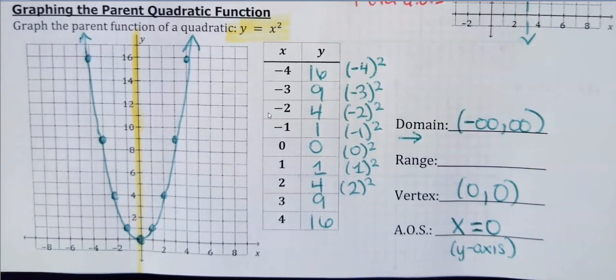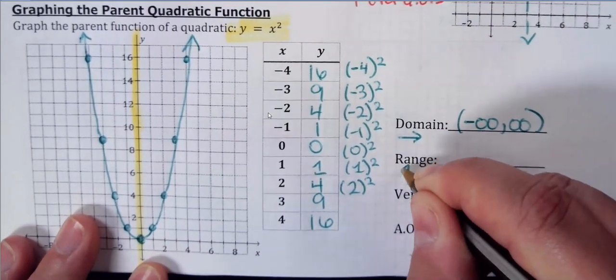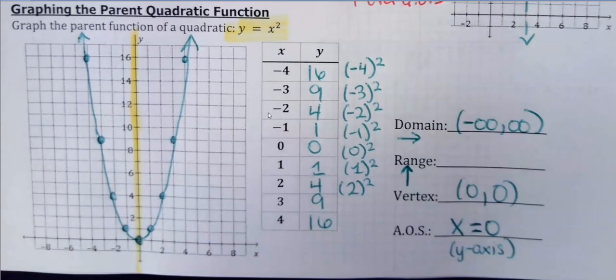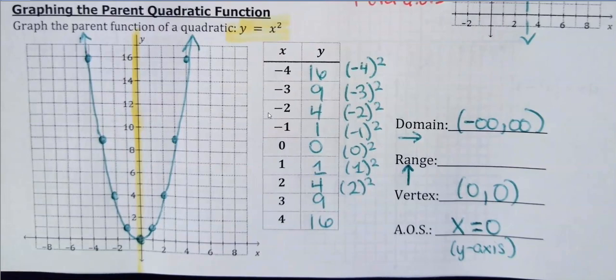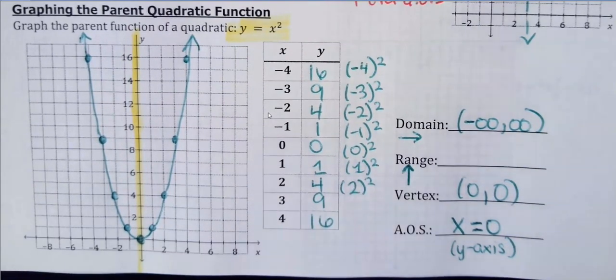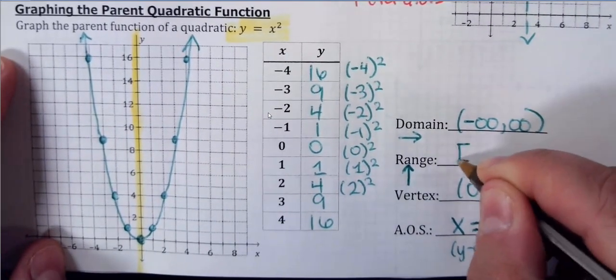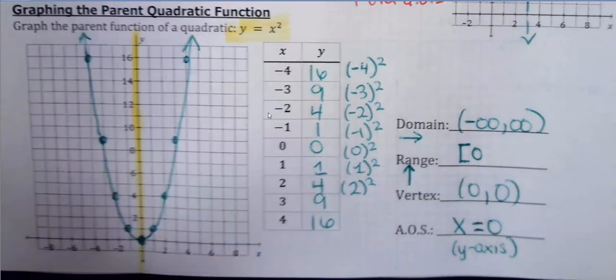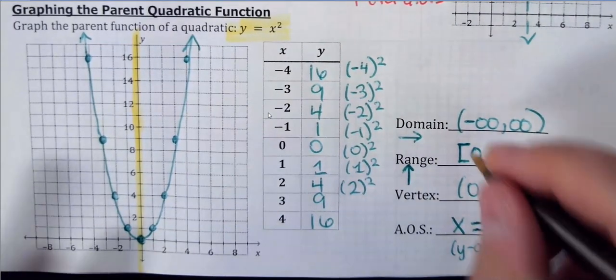Okay, now the range, if you're going to write your interval, you want to come from the bottom of the graph to the top. This will not be negative infinity to infinity. What is the first y value that I touch on this graph? 0. Okay, now that's our actual vertex, and so we have an actual point there. So I'm going to use a bracket. The lowest possible y value is 0, and then it goes up forever to positive infinity.